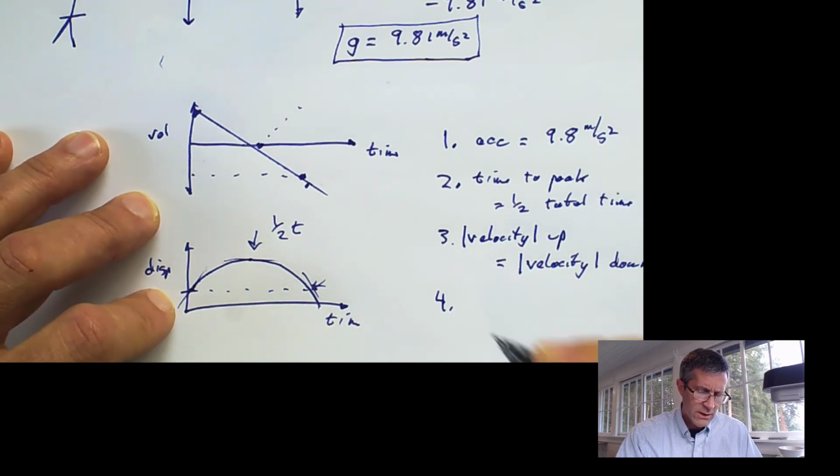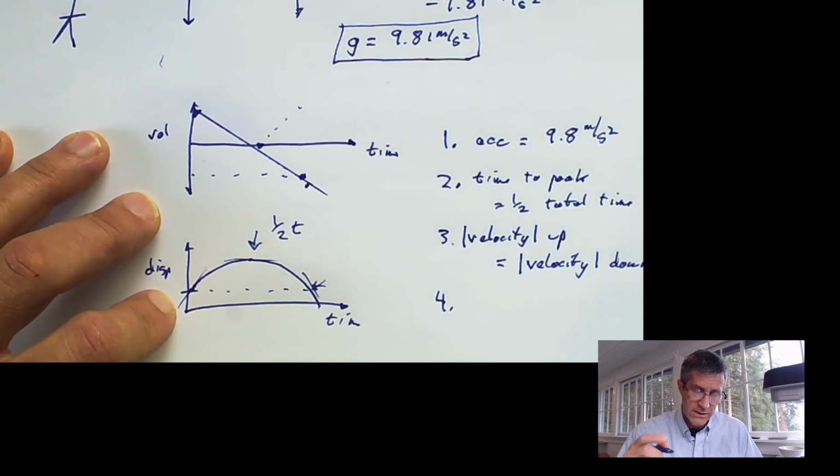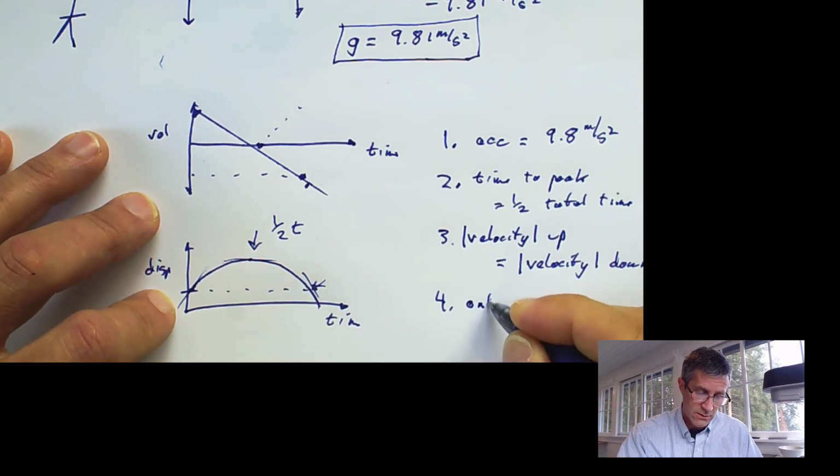Fourth thing, that we're going to get into a little bit later as we get into hurling things off of cliffs: only the vertical dimension is going to be affected by gravity. The horizontal dimension is not affected by gravity. We're going to get into that in more detail, but just to remind you, only vertical velocity is going to be affected by gravity.